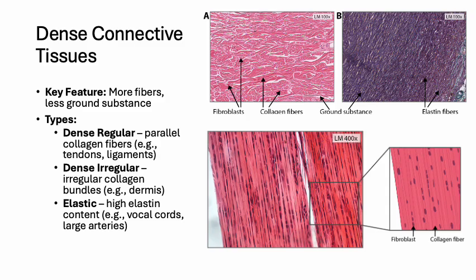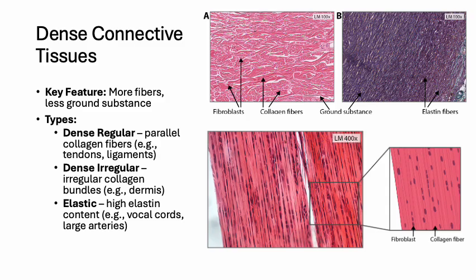Dense connective tissues have a high concentration of protein fibers and much less ground substance, which gives them great strength. The arrangement of these fibers determines how the tissues handle stress. In dense regular connective tissue, collagen fibers run parallel to one another, allowing structures like tendons and ligaments to withstand strong pulling forces in one direction.